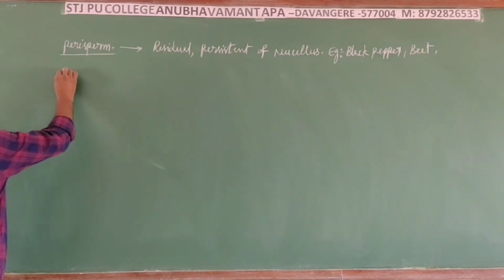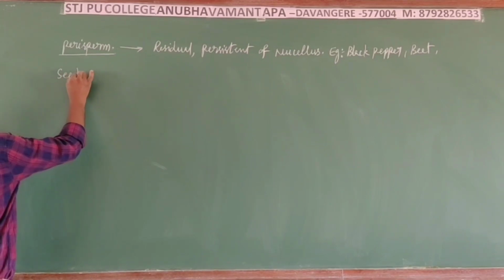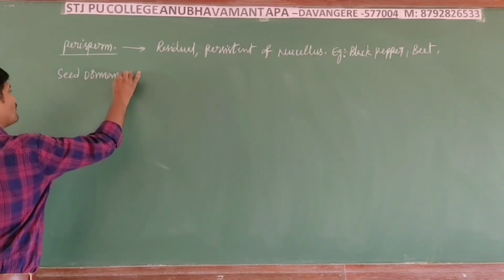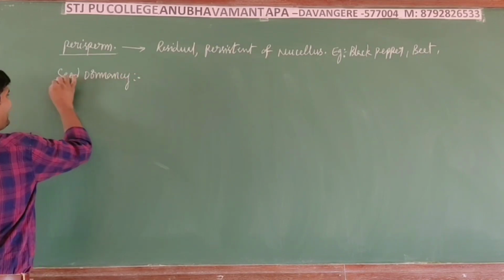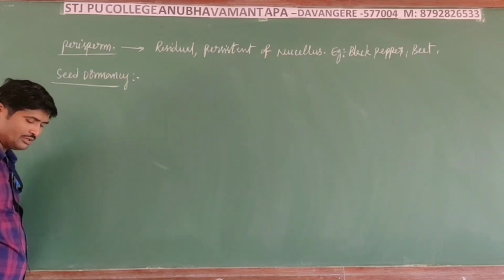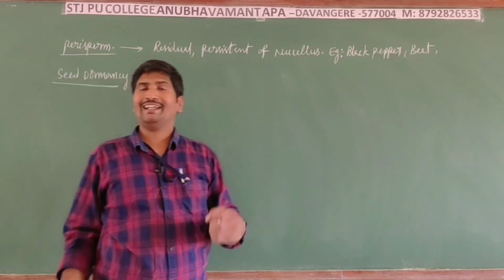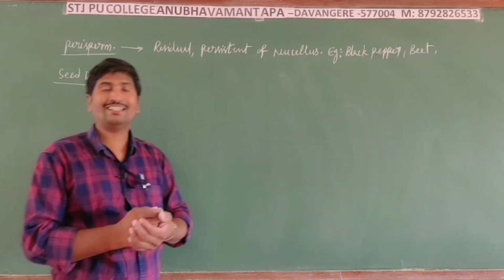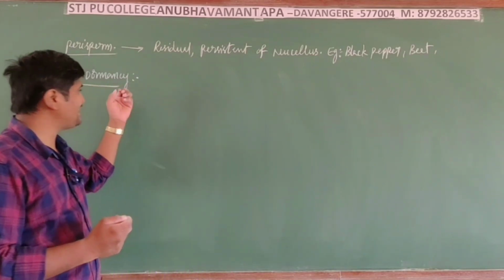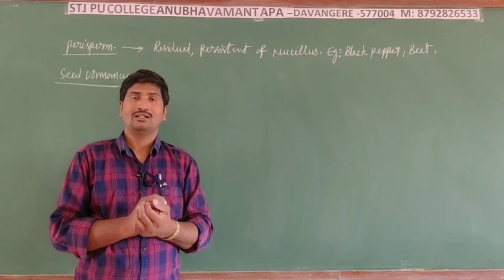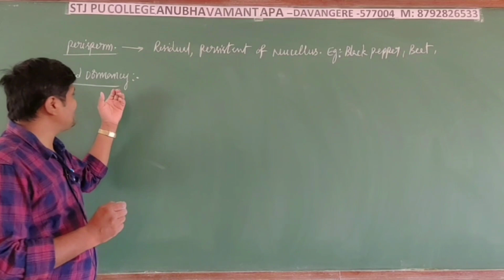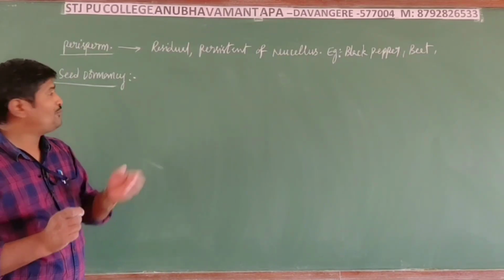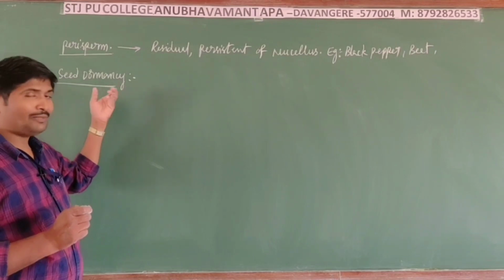Next one, seed dormancy. What is seed dormancy? Dormancy means inactive state. Seed dormancy means when the seed loses water, it becomes dry.